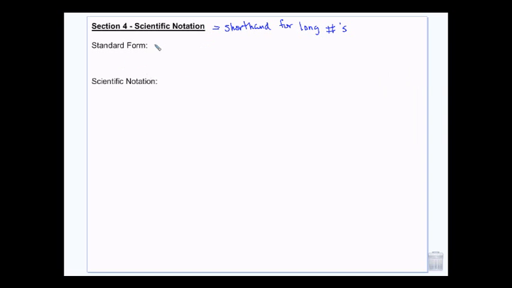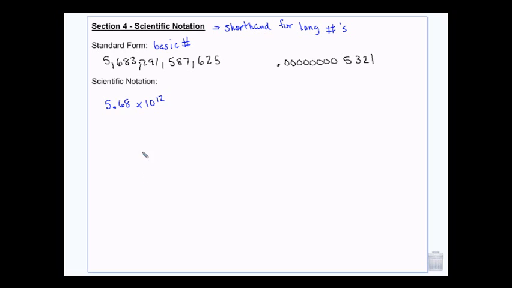Okay. So standard form is your basic number. Like that would be standard form. Or you could have something like that. Scientific notation is a shorthand to represent the same number.